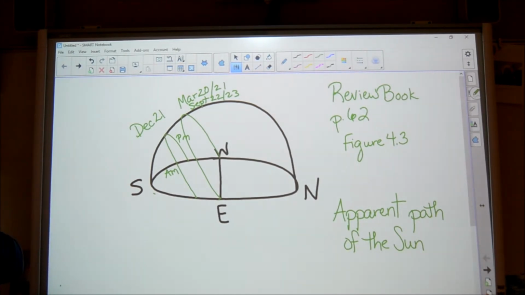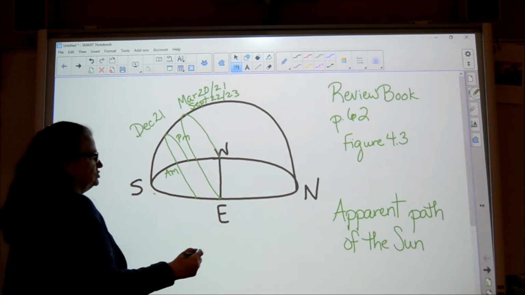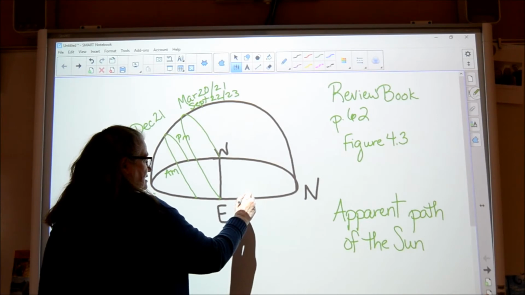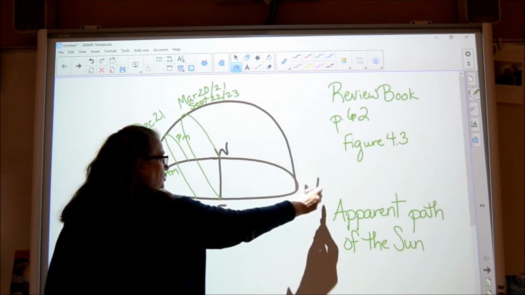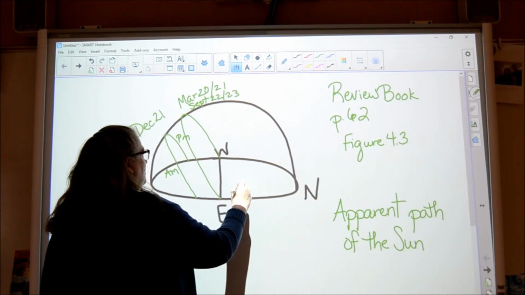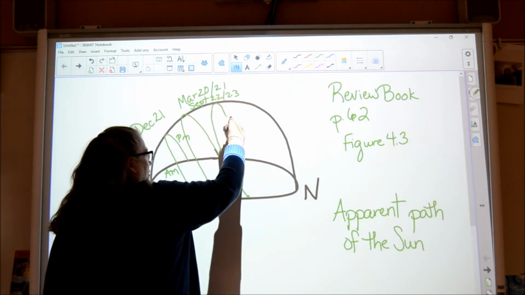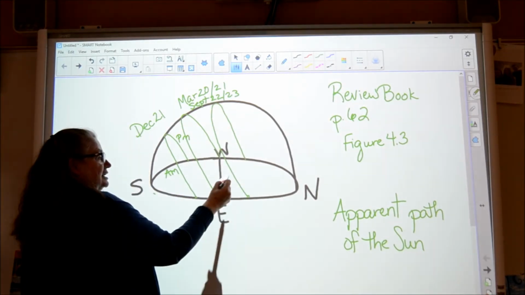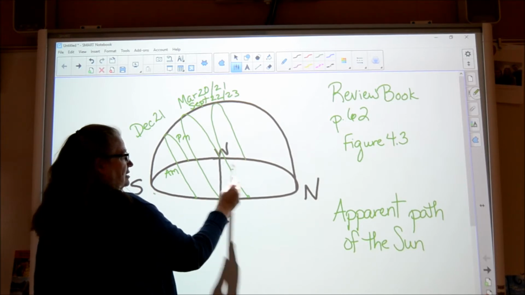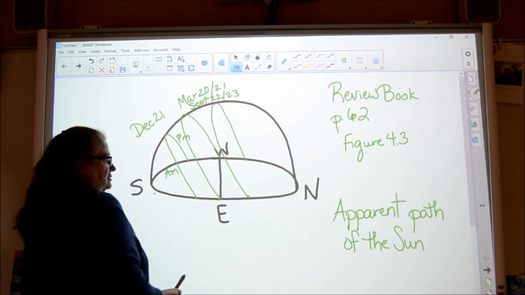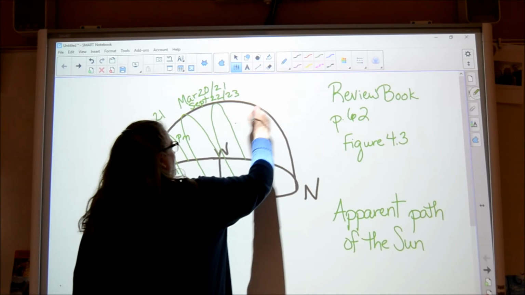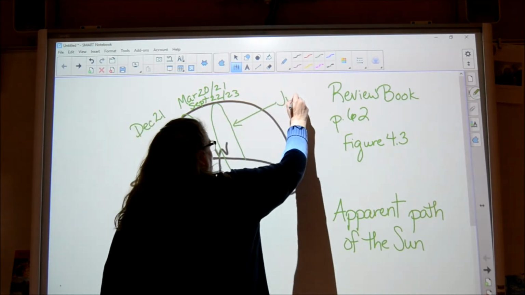If we're coming into our summer, so we're looking at the summer solstice, the northern hemisphere is tilted towards the sun, we have more daylight, so my sun is rising over here, north of east, and it is setting north of west. All right, and that would be our June 21st.